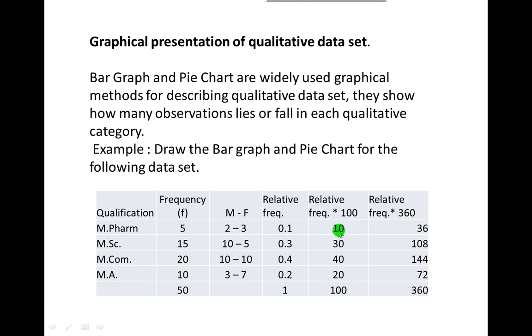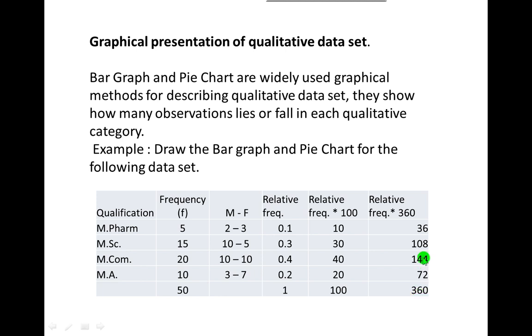Now 10% in angle will be equal to 36 degrees: relative frequency multiplied by 360. Why multiply by 360? Because the total area in a circle is equal to 360 degrees. So if you multiply the relative frequency by 360, you will obtain 36. 0.3 multiplied by 360 is 108. 0.4 multiplied by 360 is 144. 0.2 multiplied by 360 is 72. The sum will always be equal to 360.